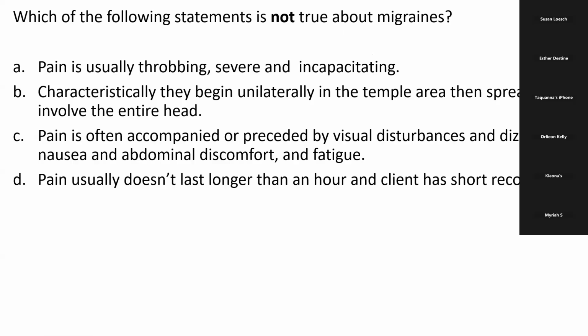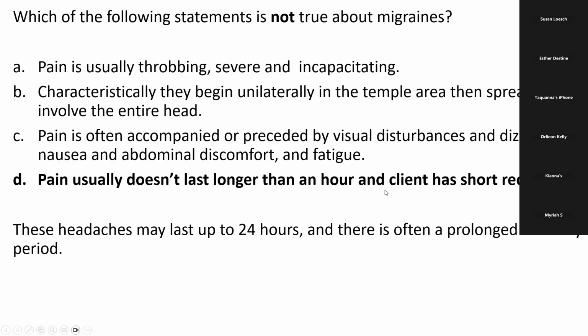Which of the following statements is not true about migraines? D. Okay, these can last up to 24 hours. All right, you want to know about migraines? Remember, I said this is all right in your book. It's probably also on your Kahoots.